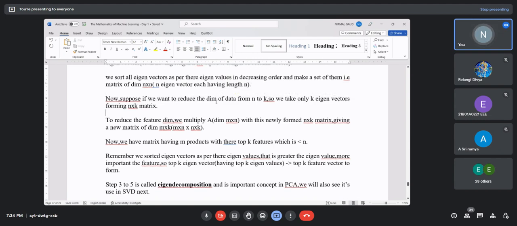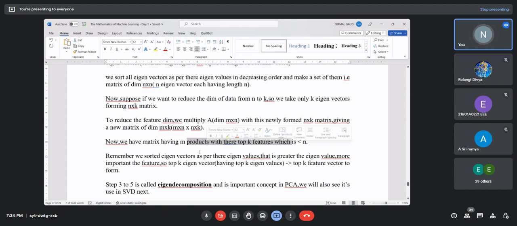Now, if you want to reduce the dimension from n to k, we need to take only k eigenvectors, because there might be any number of eigenvectors. To reduce the feature dimension, we multiply A with the newly formed n cross k matrix. Whatever vectors you get, you multiply your initial matrix with them, and the result will be your reduced matrix. Now there will be only the top k features available to us.